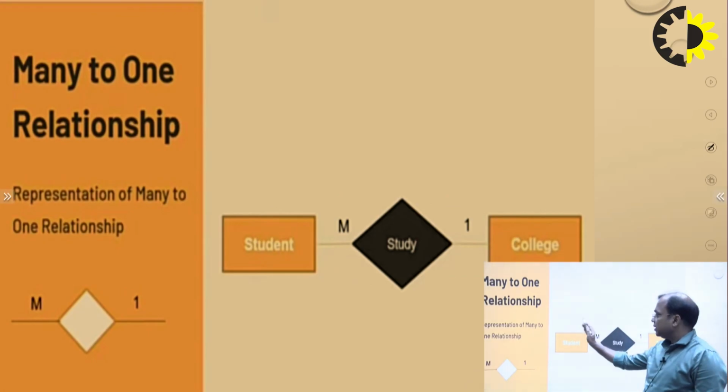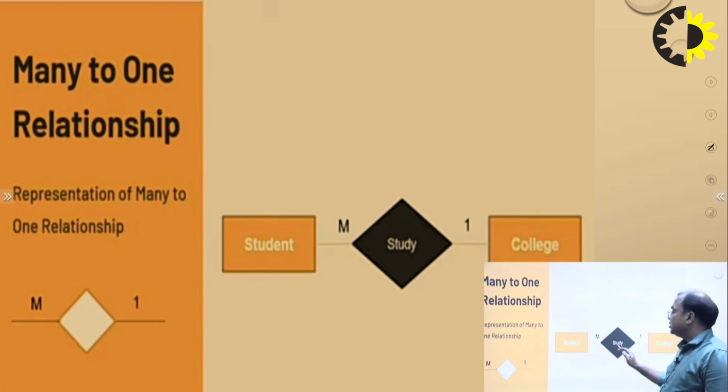Many students inside an organization study in one college. Many students study in one college. This is a many to one relationship. Clear? Here also many to many can be correct, because many students study in many colleges. They study in different colleges, right?